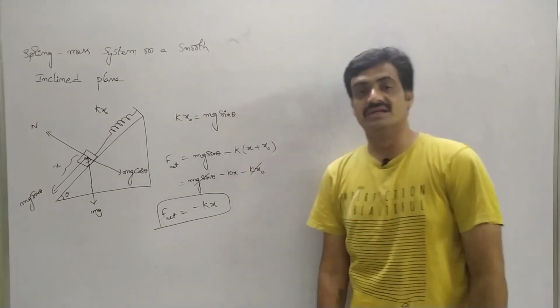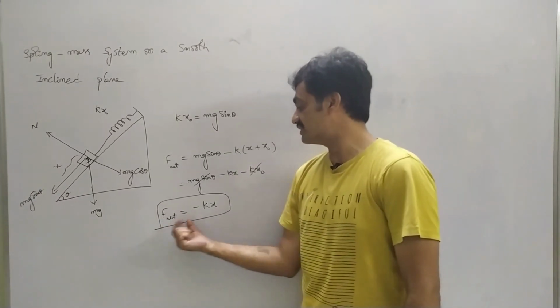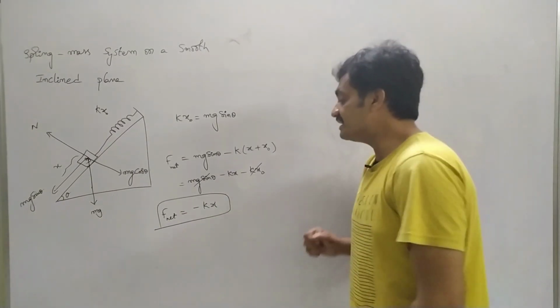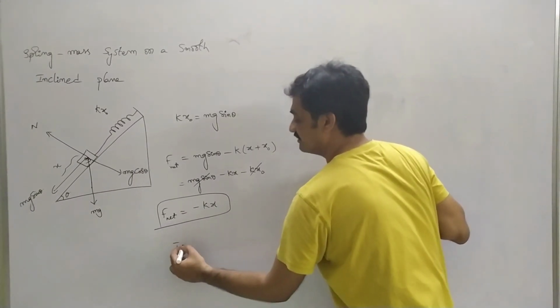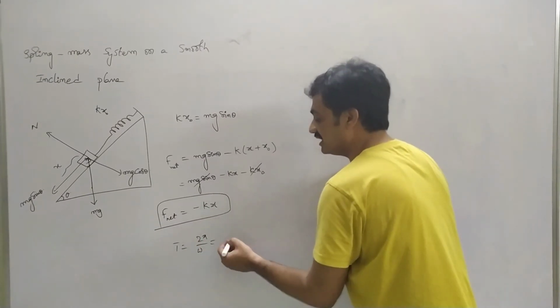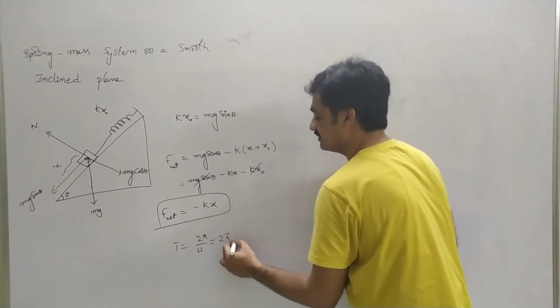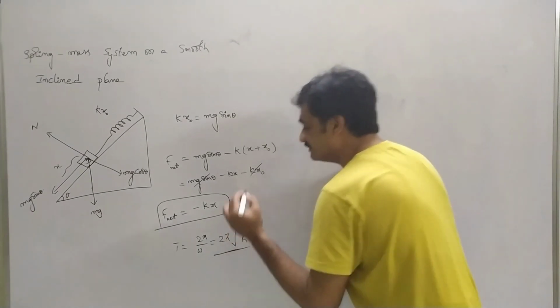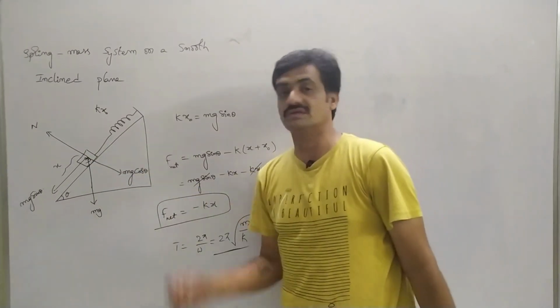F net is equal to minus kx. Based on that, we can represent that force is directly proportional to displacement in the opposite direction. Whereas the time period for this oscillation is given as T is equal to 2π by ω, where we know the value of ω. If we substitute, we have 2π into the square root of m by k. So this represents the time period for this oscillation.